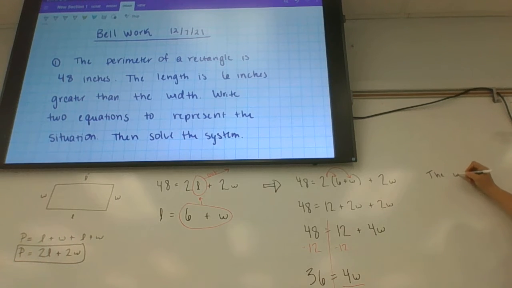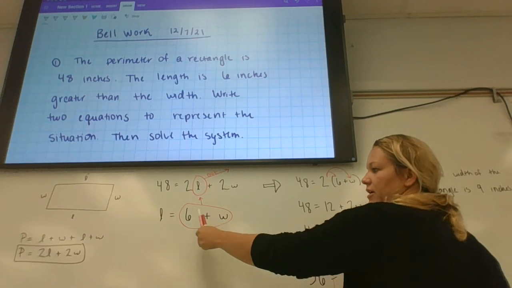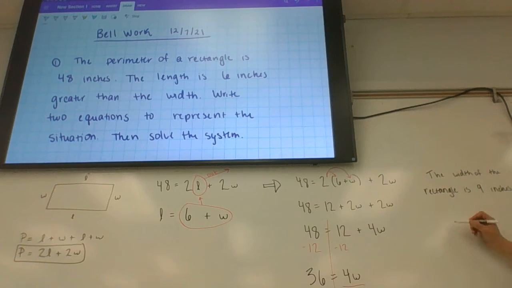Let's answer in a complete sentence. Did you find the length, Patrick? Yes, ma'am. What is it? 15. The length of the rectangle is 15 inches. So if we put a 9 in here, it tells us the length is 6 plus 9, 15 inches.